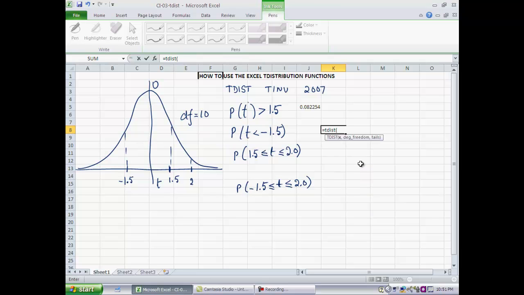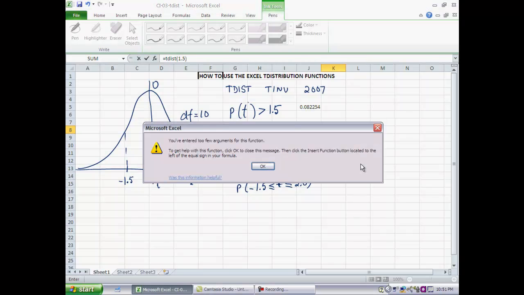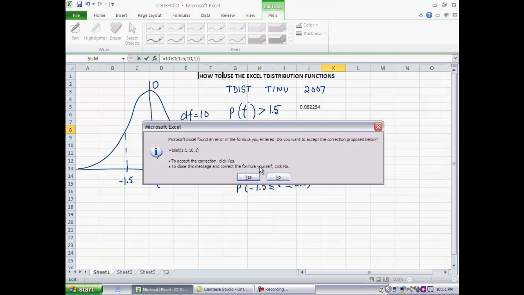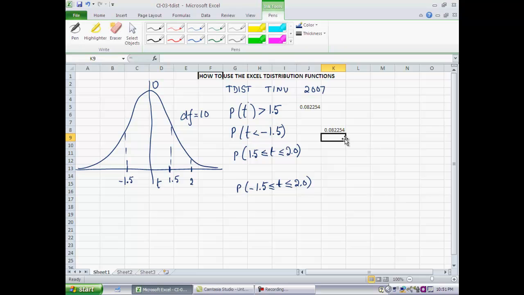So what I will do here is I will trick Excel into thinking that I want the right side tail, and I put 1.5, and it gives me, oops, sorry, the other things I have to provide. 1.5, degrees of freedom is 10, and I want one tail, so I get the same number. Okay, I did it correctly. It's 8.2%. So the area to the right of 1.5 is 8.2%, and the area to the left of minus 1.5 is also 8.2%.